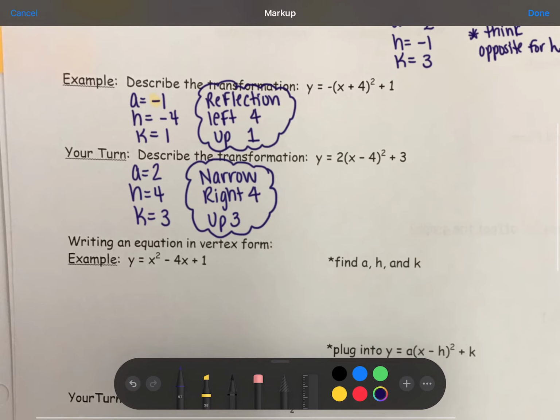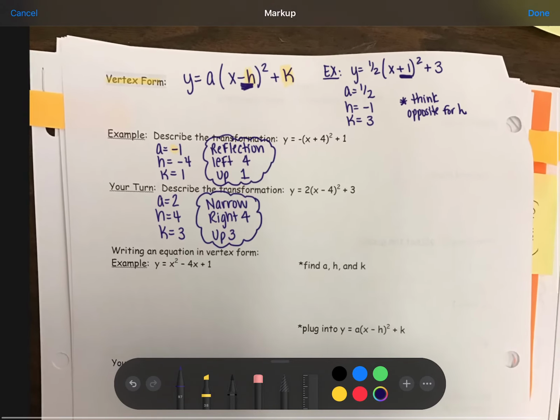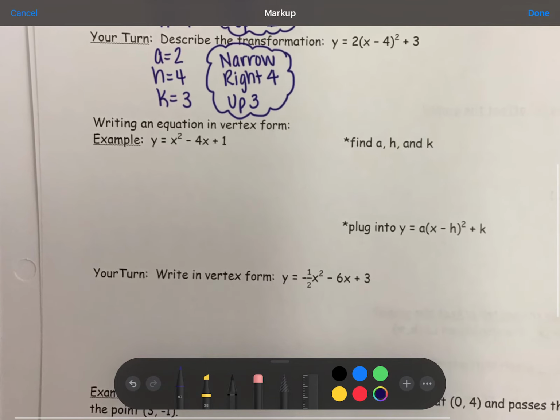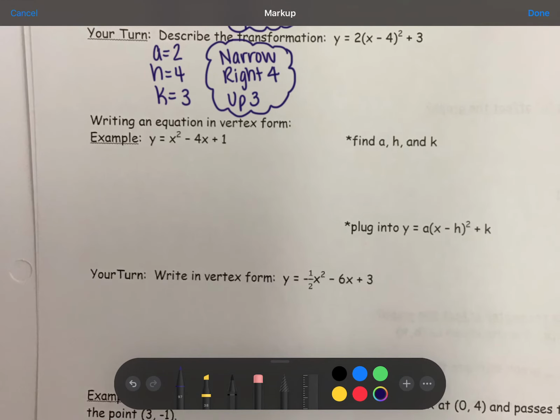Okay, next thing we're going to look at, it's a lot today, I know. We're describing transformations, A, H, and K. But now we're going to talk about some more stuff with vertex form. We're going to talk about how to write an equation from standard form to vertex form. So we're going to take an equation from standard form and write it into vertex form.